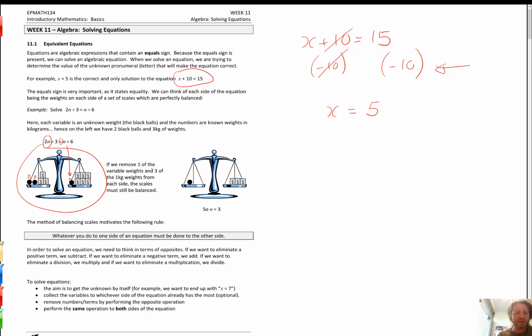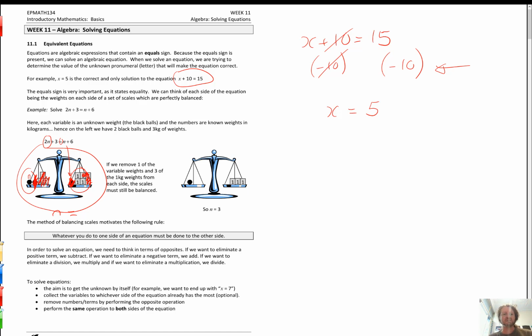Now, if we remove one of the variable weights and 3 of the 1 kilo weights on each side, the scales must still be balanced. What we're trying to do there is just get a single n equals something. So if I want n equals, well, I need to remove one of the n's. Well, that's okay if I remove that black ball and that black ball, must still be balanced. If I remove these 3 kilos and these 3 kilos, things must still be balanced. And what I end up with, a single n on the left balancing 3 kilos on the right. N equals 3.